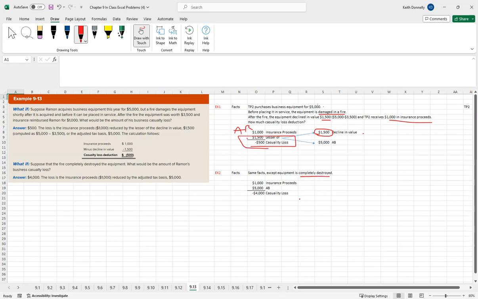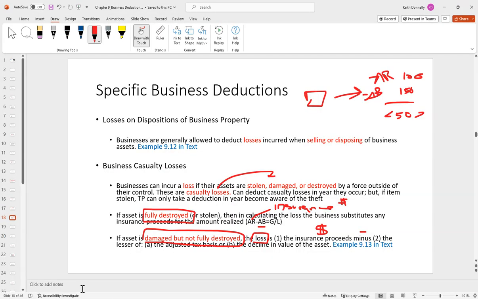If we change the facts and it's completely destroyed, you'll use the $1,000 amount realized minus the adjusted basis. We'll have a $4,000 loss.